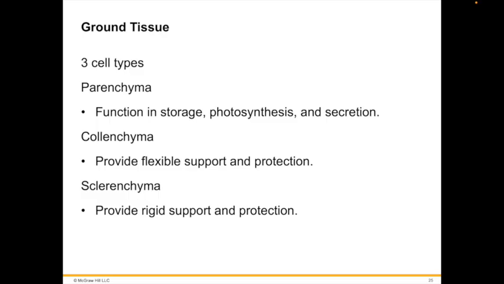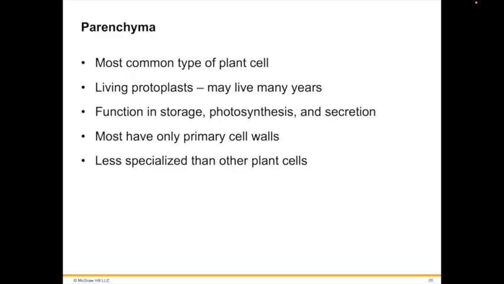Ground tissue consists primarily of thin-walled parenchyma cells that function in storage, photosynthesis, and secretion. Other ground tissue, composed of collenchyma cells and sclerenchyma cells, provide support and protection. Parenchyma cells are the most common type of plant cell. They have large vacuoles and thin walls and are initially more or less spherical.